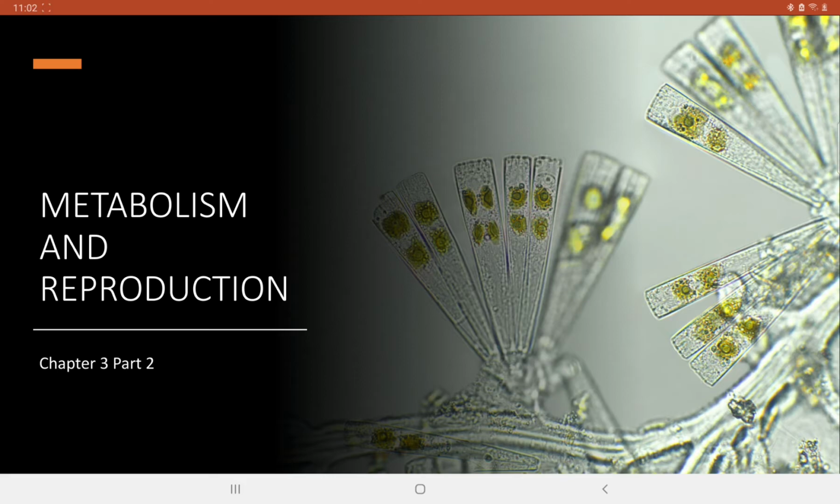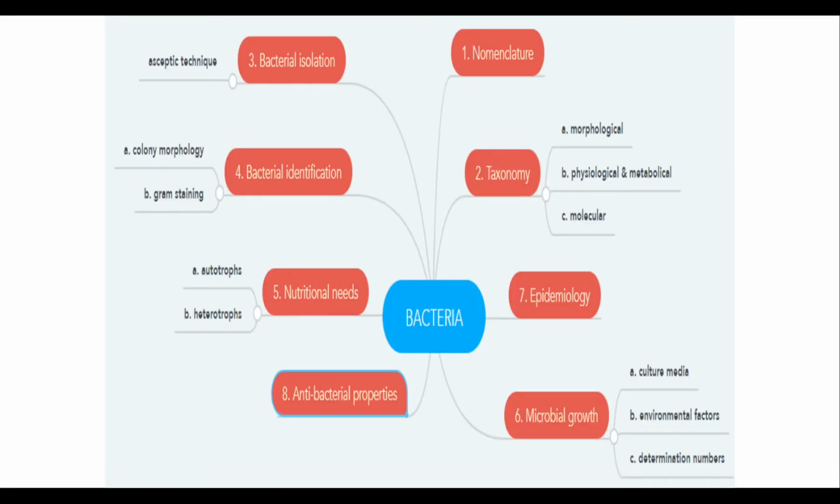Okay, so today I'm going to record this lecture on chapter 3 part 2, on metabolism and reproduction. If you still remember, this is the mind map that I designed, and in the previous part of this chapter, I've shown you this, and we have done number 1, the taxonomy.